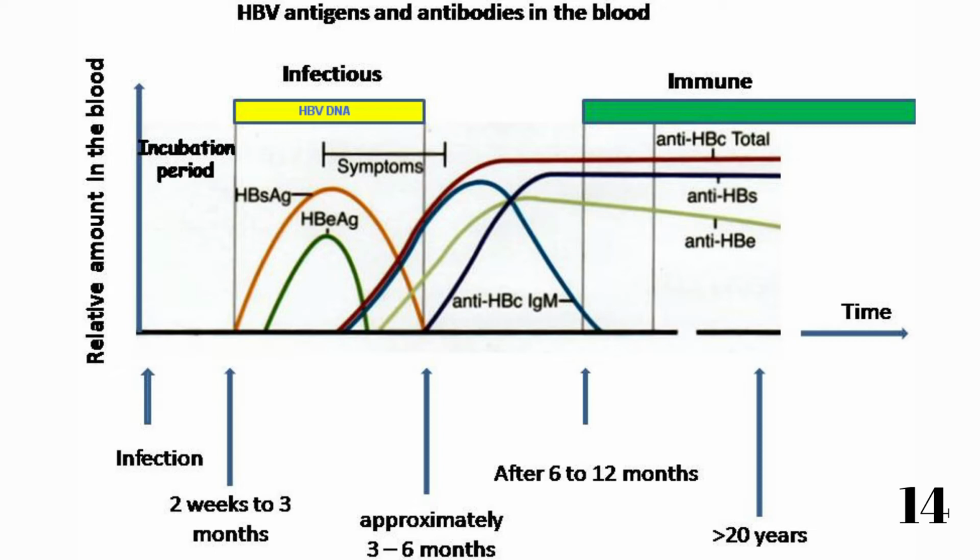Now for hepatitis B E antigen, do you see this hepatitis B E antigen? It is shown in green color, as we said before. And if you find hepatitis B E antigen, that means this is an acute phase. It rises during the infectious period and disappears at the same period.